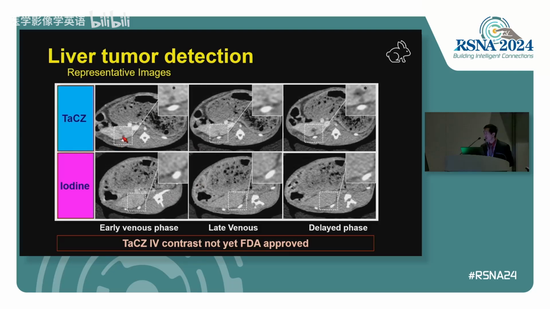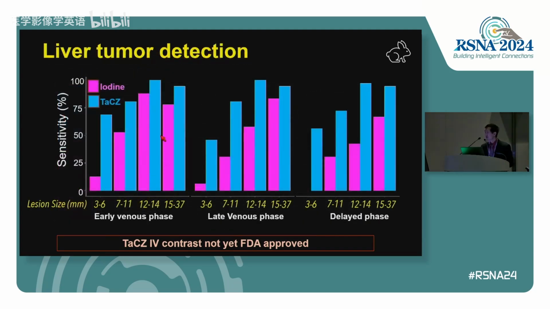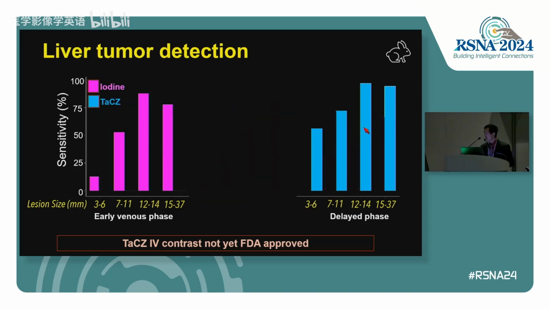Here's another example, a very small liver lesion. With the nanoparticle agent, we can see the lesion very, very well, even on a very delayed phase, much better than you could see on the best phase for the iodine scan, given at the same dose of material. And so this is a complicated graph, but what I'll show you is that in blue is the nanoparticle agent, and purple is the iodine. And if we take the worst time point, which is the very delayed scan, for the nanoparticle agent, it's still much better sensitivity for 3 to 6 millimeter, 7 to 11 millimeter, and even larger liver lesions than the best we could achieve with the iodine imaging.